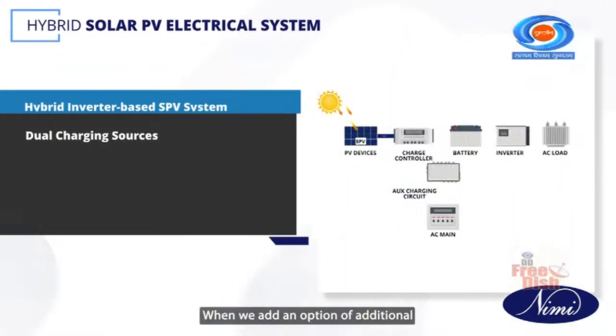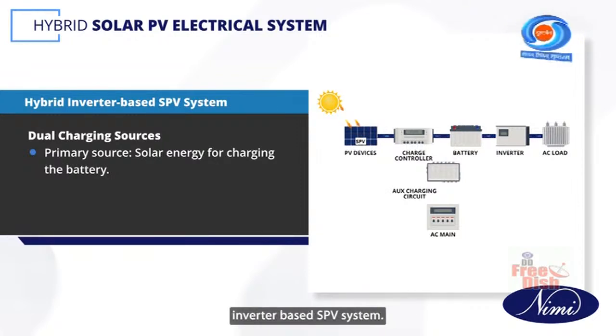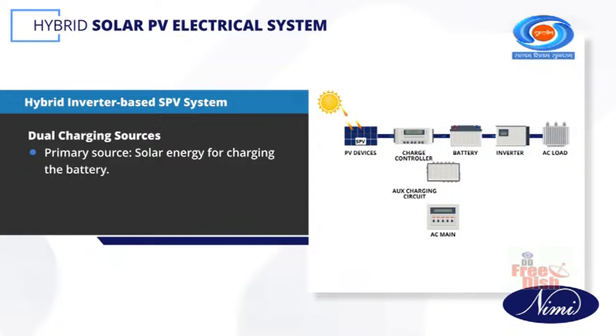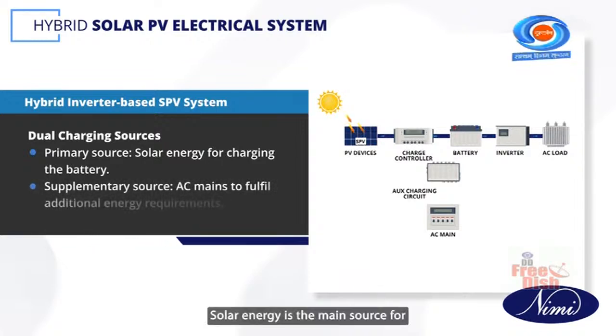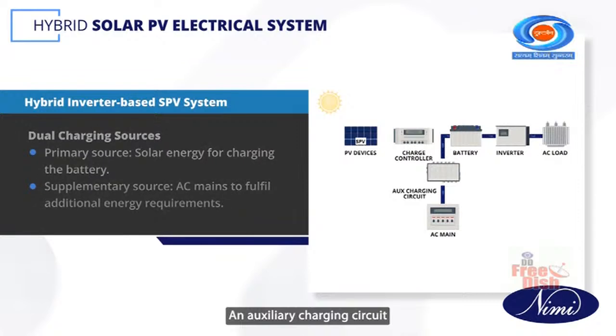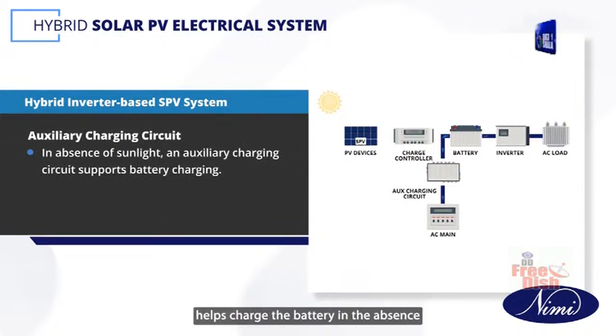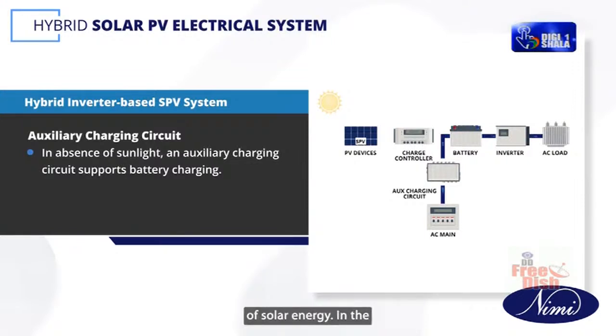When we add an option of an additional source of charging to the standalone solar PV system, we get the hybrid inverter based SPV system. Solar energy is the main source for charging the battery. Additional energy requirement is supplemented by AC mains. An auxiliary charging circuit helps charge the battery in the absence of solar energy.